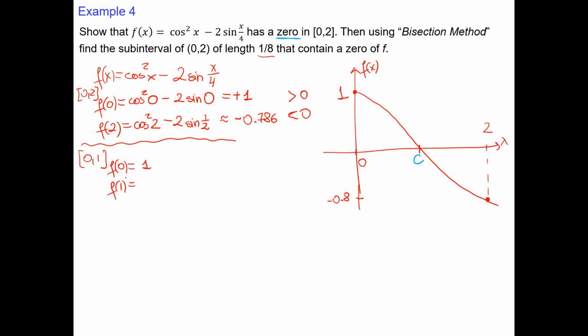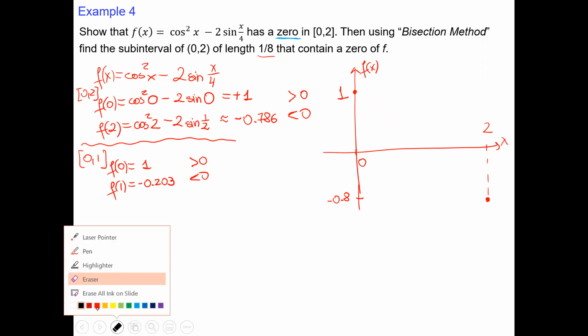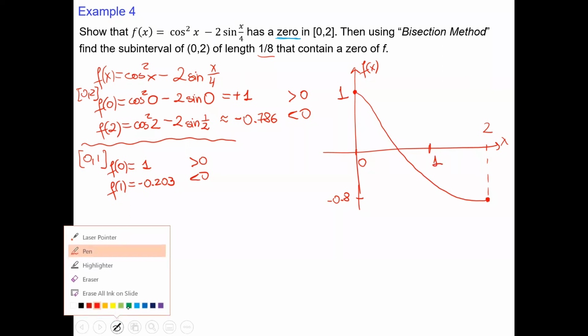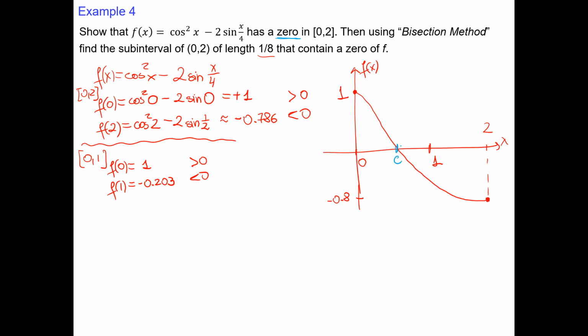The value for 1, I use the calculator and I got negative 0.0203. One positive, one negative. So now I can kind of draw it at the center. Okay, that means between 0 and 1, the intermediate value theorem guarantees that the root is between 0 and 1. Yeah? Between 0 and 1.